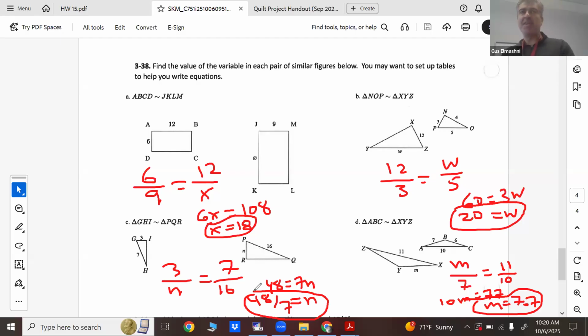Okay, so for part A, you should get 18. Part B, you should get 20. Part C, 48/7, or you could write it as 6.8 something, I think, if you wrote it as a decimal. And then for D, you should get 7.7. Okay, any questions?